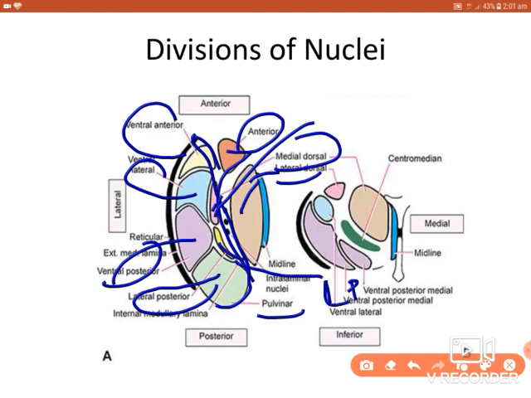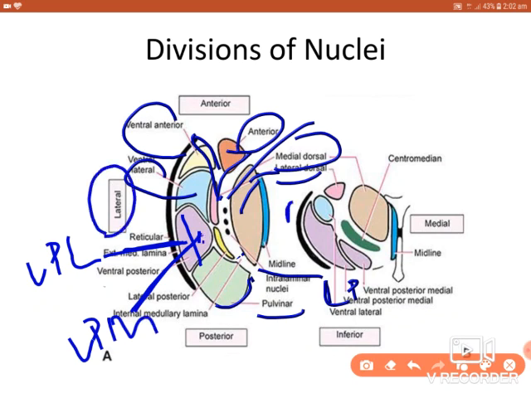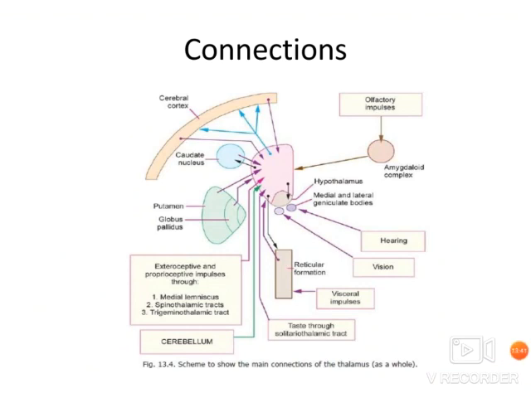Okay, then coming to the ventral posterior nucleus, here you can see this is the ventral posterior. It has two divisions. This area is the ventral posterolateral. Here this is the ventral posteromedial. This is towards the lateral side, that is the ventral posterolateral. Here this is towards the medial side, so this is the ventral posteromedial. Okay, then back to the connections.